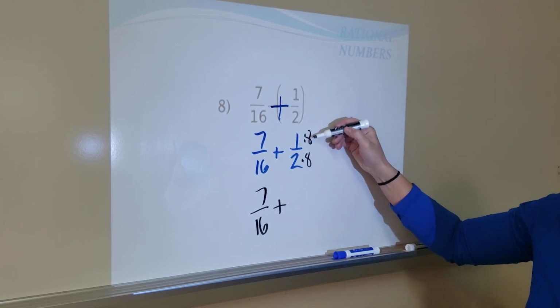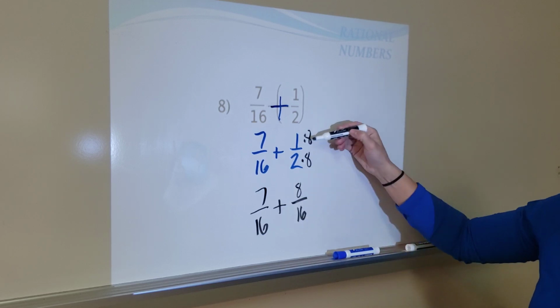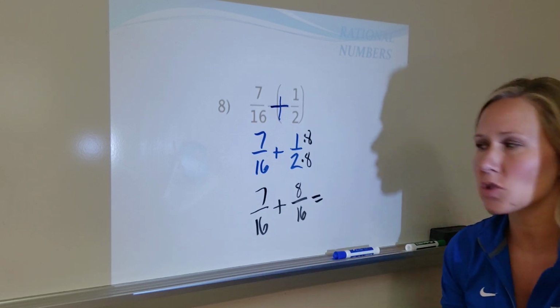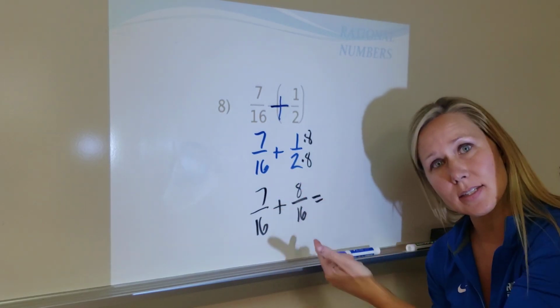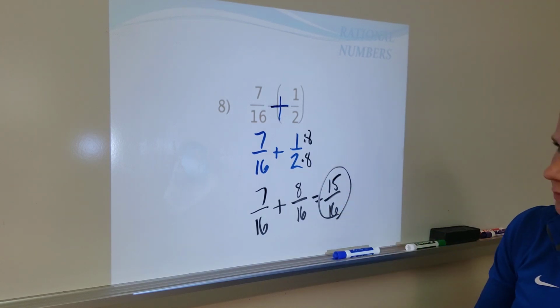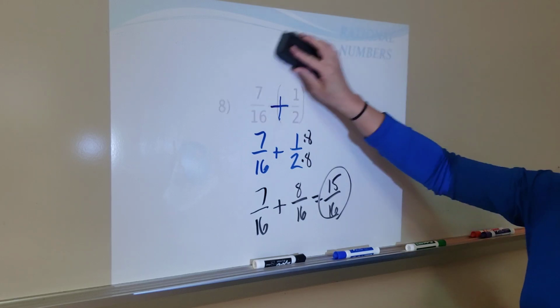7/16 plus, now this, if I rewrite this fraction, the equivalent fraction would be 8/16. Makes sense, 1/2 and 8/16 are the same thing. Now I can add them together. So I have 7/16, I'm adding 8/16, I would then have 15/16. So just a recap of adding and subtracting some fractions.